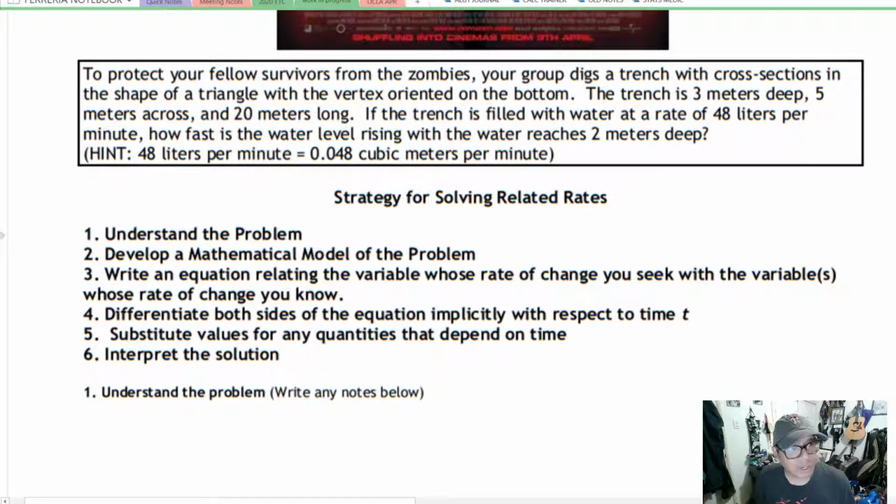To protect your fellow survivors from zombies, your group digs a trench with cross sections in the shape of a triangle with the vertex oriented on the bottom. The trench is going to be 3 meters deep, 5 meters across, and 20 meters long. If the trench is filled with water at a rate of 48 liters per minute, how fast is the water level rising when the water in the trench reaches 2 meters deep? So there's a lot to this question, really.